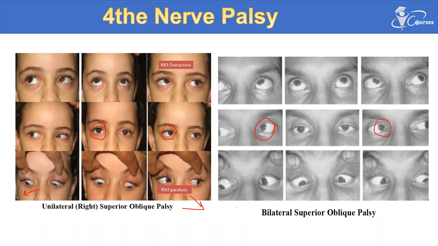When the patient is asked to look to the right, there is limitation of depression in adduction of the left eye. When the patient is asked to look to the left, there is limitation of depression in adduction of the right eye. So this means that the patient has bilateral fourth nerve palsy. Okay, these are some of the features that differentiate between unilateral and bilateral fourth nerve palsy.